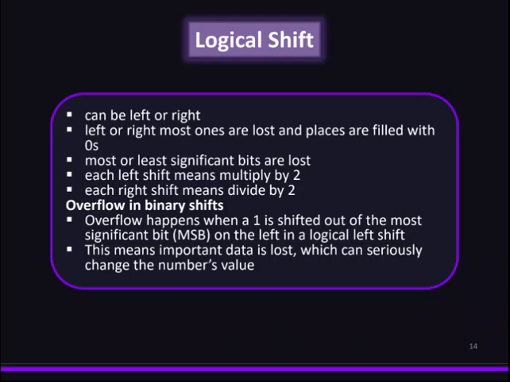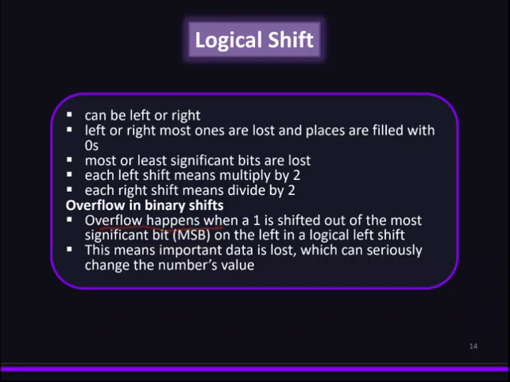And here it's already told that the most or least significant bit is lost, and it's multiplied or divided. When the logical shift is to the right, it's divided. If the logical shift is multiplied, then it will be to the left. So in overflow, binary shift doesn't come up that much, but still we are going to look at it.